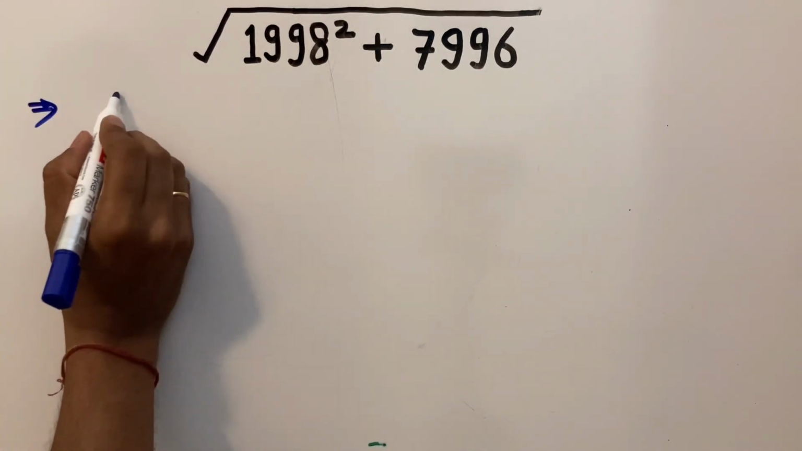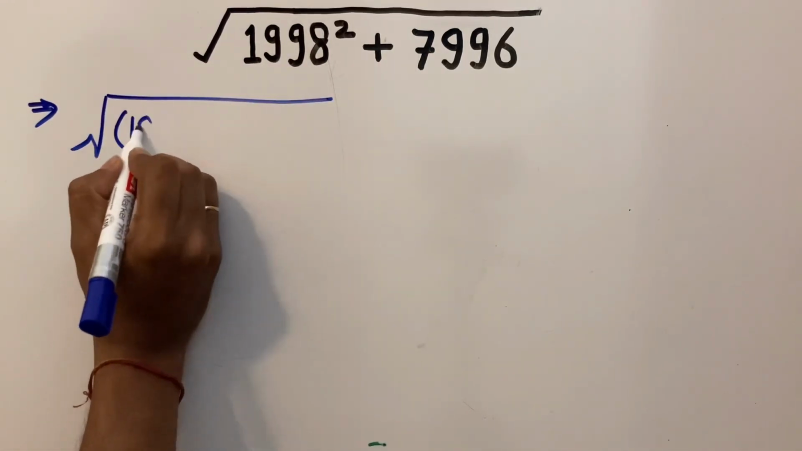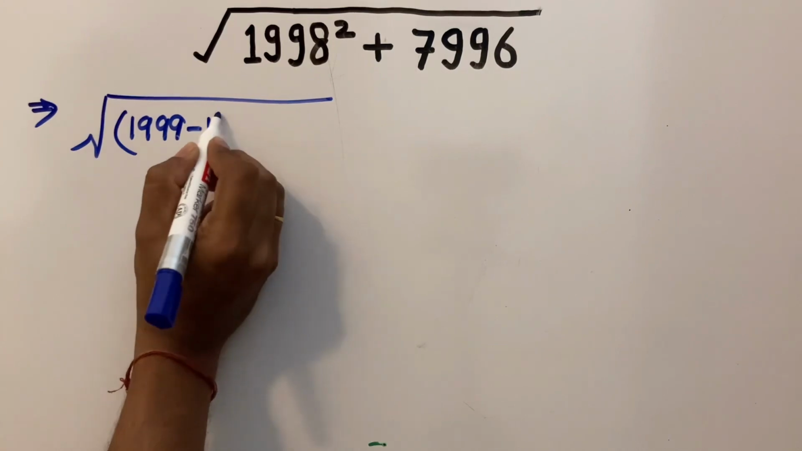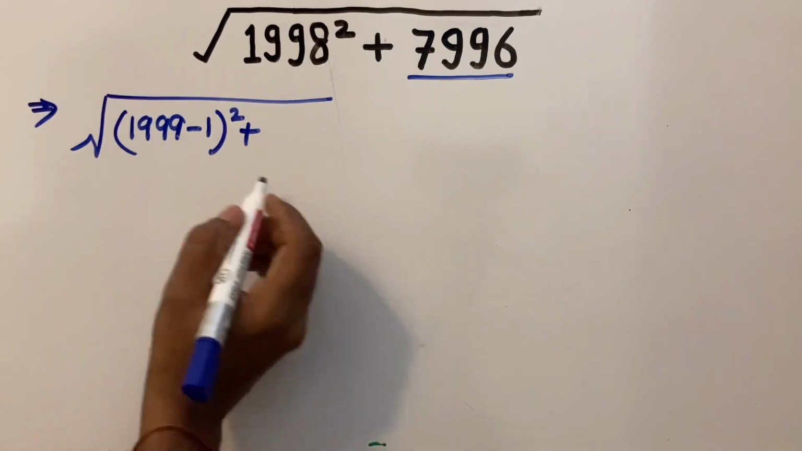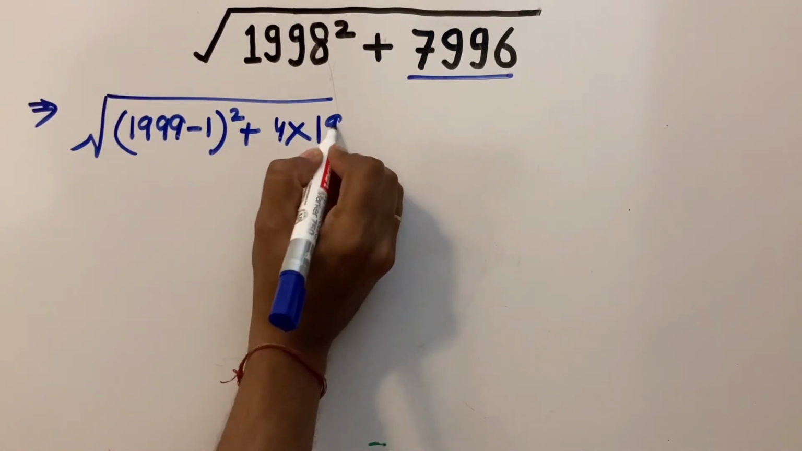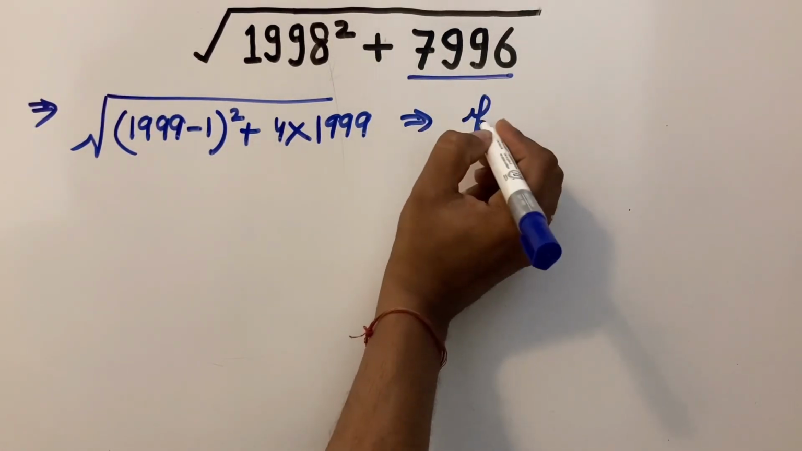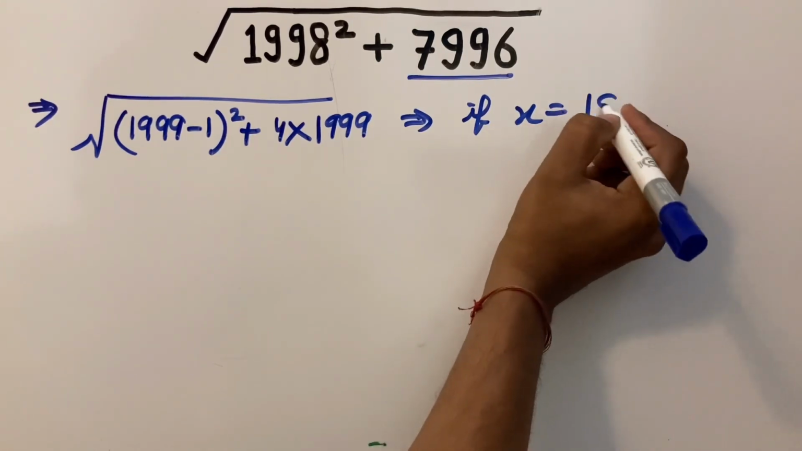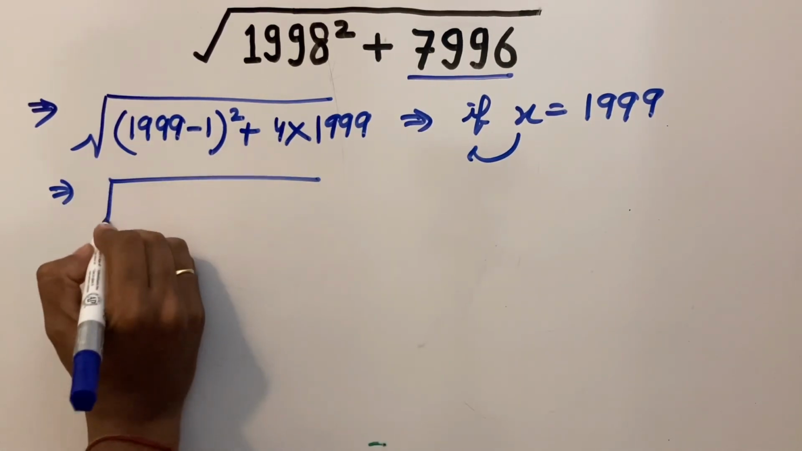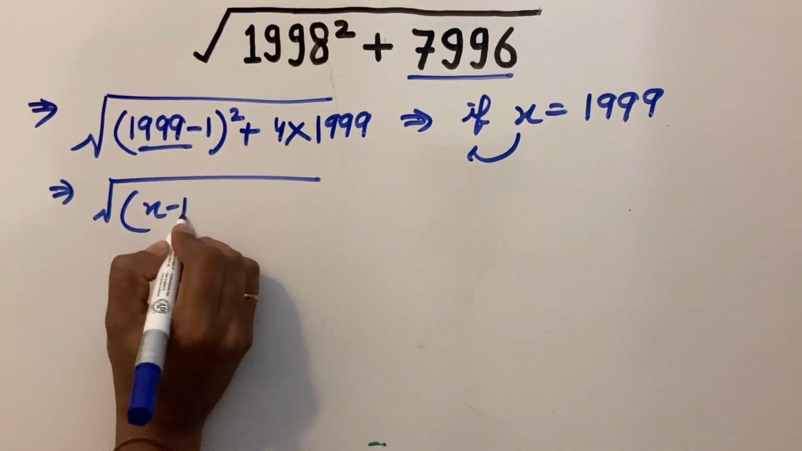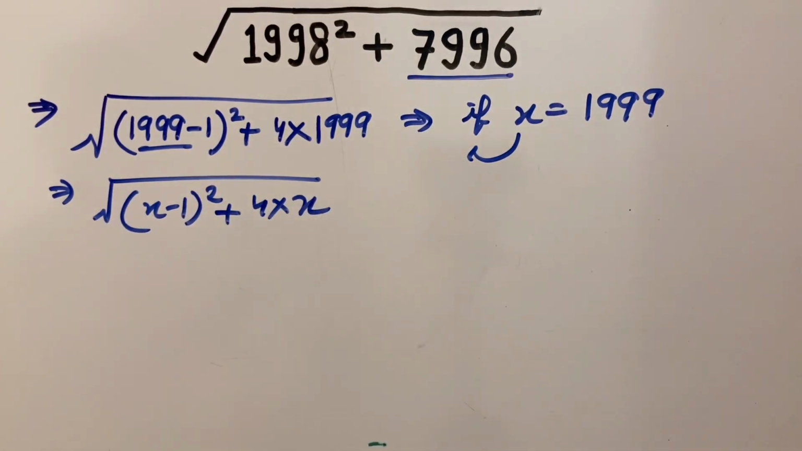This equation can also be written as square root, 1998 can also be written as 1999 minus 1 squared, plus this is also equal to 4 times 1999. So it becomes 4 times 1999. To further simplify it, if x is equal to 1999, the equation becomes square root of (x minus 1) to the power 2 plus 4 multiplied by x.